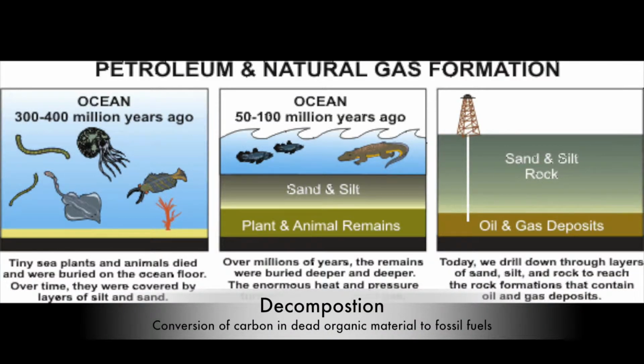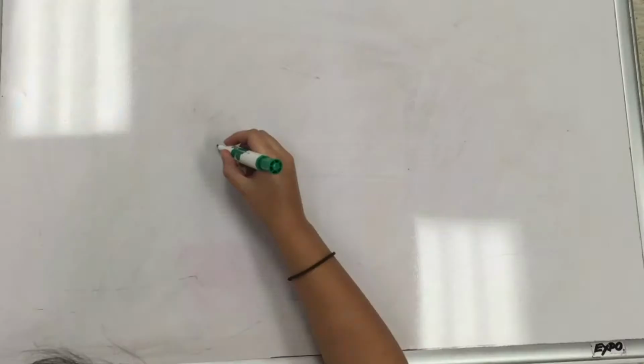The next part of the carbon cycle is decomposition. Carbon is the main element of all life. Therefore, when organisms such as plants and animals die, the carbon in dead organic material is converted into fossil fuels. This process takes millions of years.